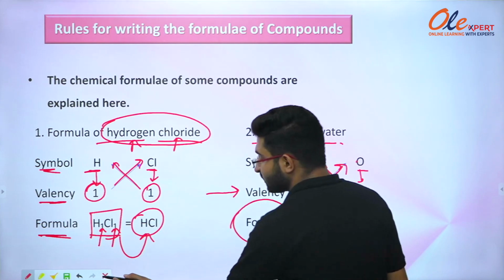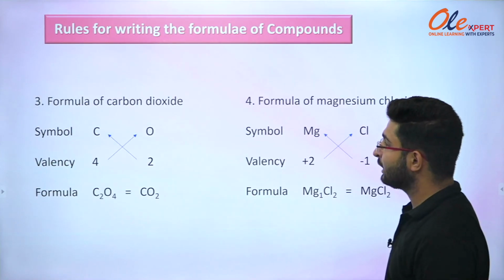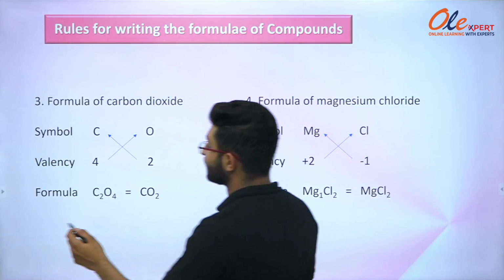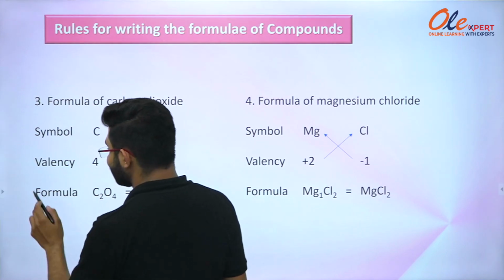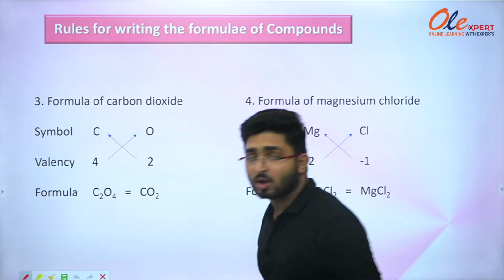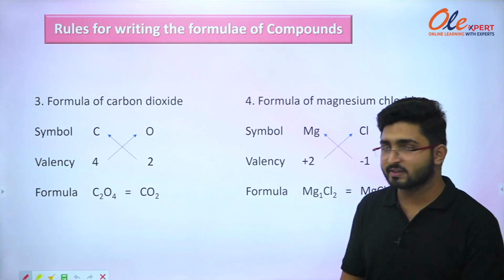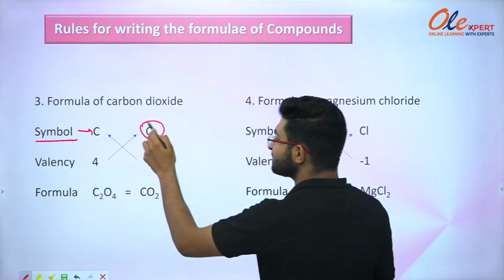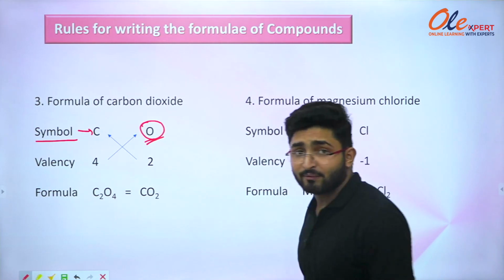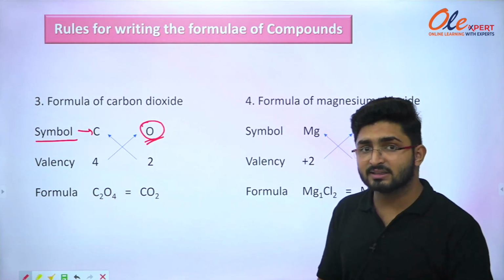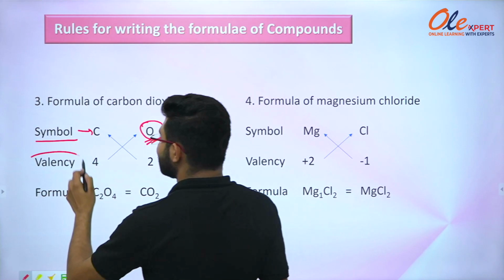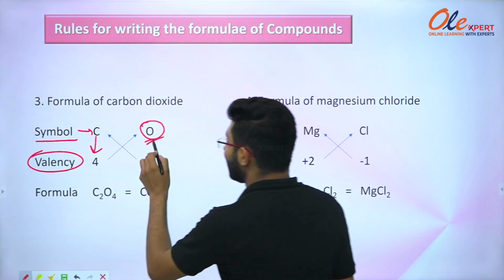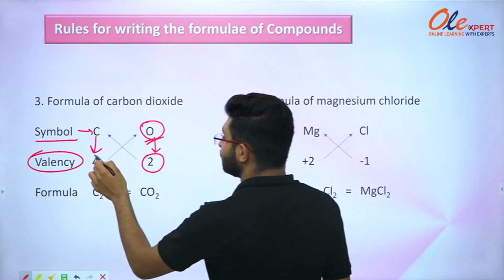Now we are moving on to some other compounds that are on your screen. The third compound is the formula of carbon dioxide. In carbon dioxide, the composition is of the elements carbon and oxygen. So you can write the symbol of carbon as C and oxygen's symbol is O. Now what we have to do? We have to write the valencies under them. So we will do that. The valency of carbon is 4 and valency of oxygen is 2.